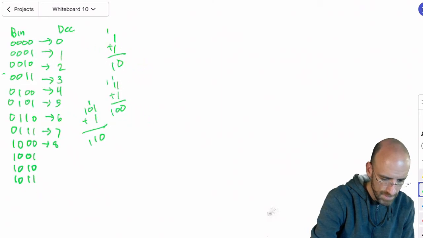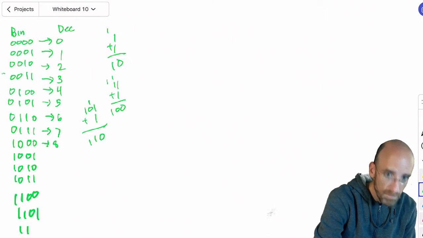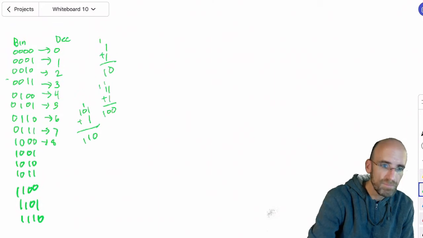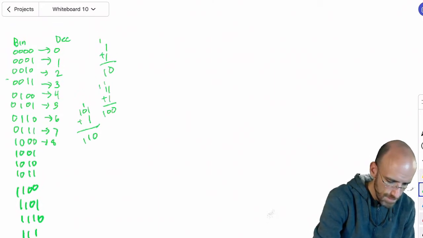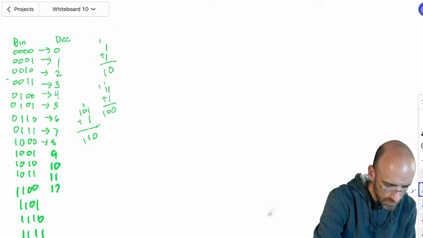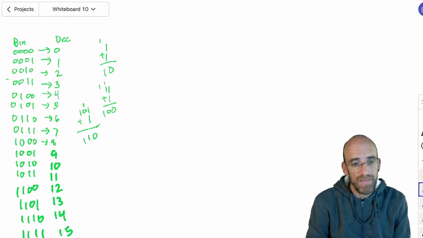Space here. A little more space. And so that's 9, 10, 11, 12, 13, 14, and 15. And then we'd have to add another bit to get to 16.